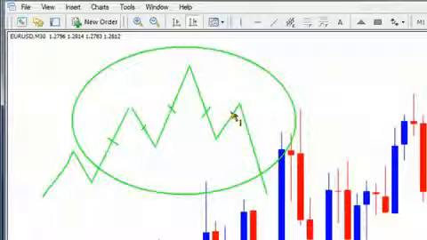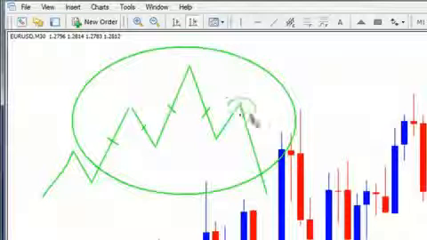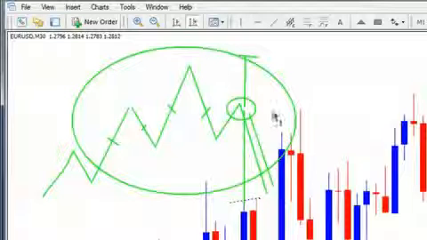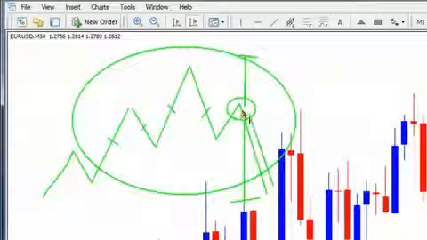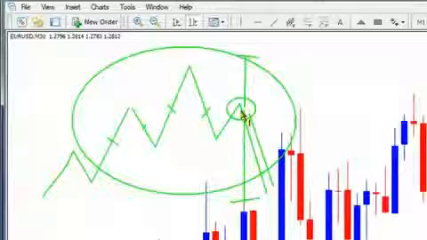What I want to do is find this entry area right here to capture this thing coming down. And that gives me a smaller risk-reward ratio, a more profitable risk-reward ratio, and it allows me to capture the trade in advance, which means I get more pips. So let's look at this on actual charts.